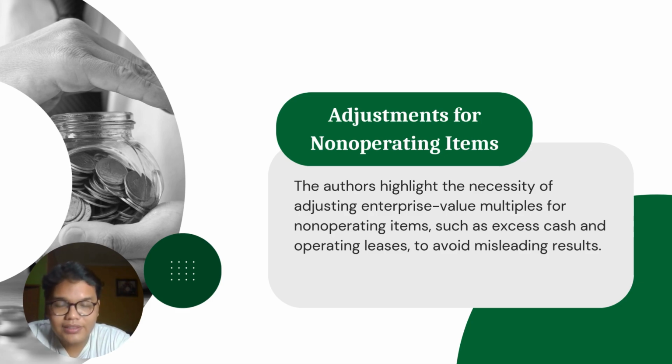So the fourth one is the adjustment for non-operating items. The authors highlight the necessity of adjusting enterprise value multiples for non-operating items, such as excess cash and operating leases, to avoid misleading results.